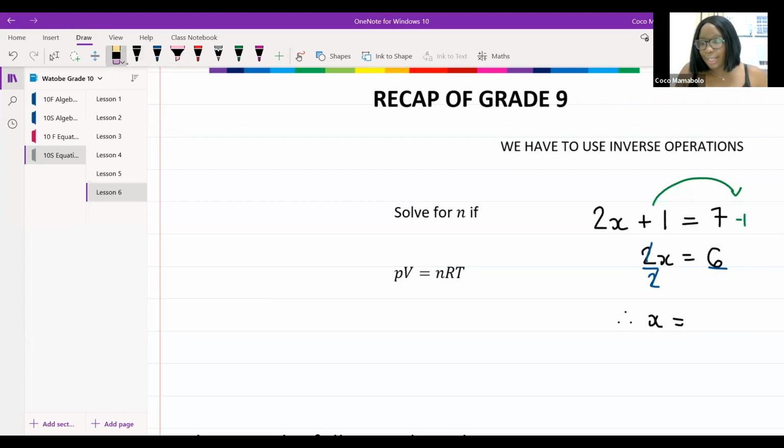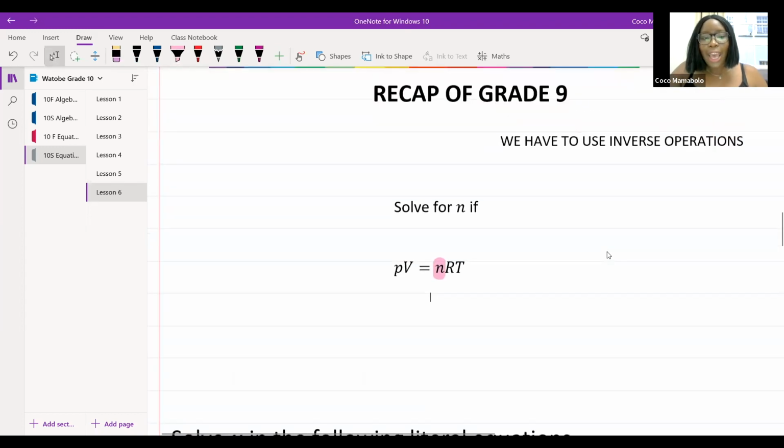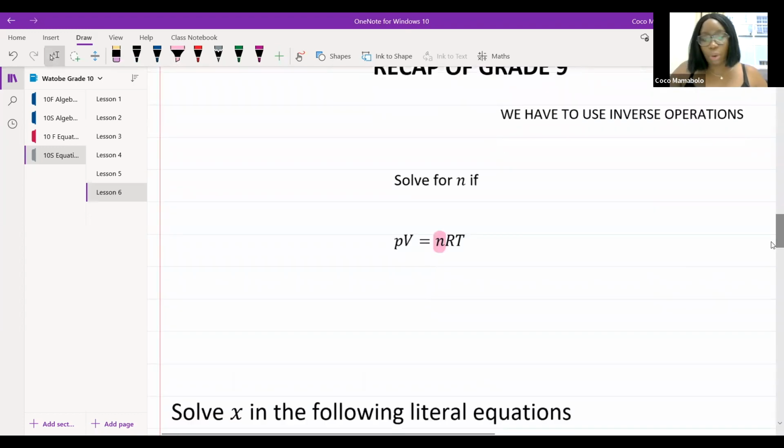Now, here's the thing. We just did inverse operations. There was a plus, we made it a minus. There was a multiply, we made it a divide. So now I say to you guys, I want you to make n the subject of the formula. That means at the end of the question, I want you to do some work. And at the end, I want you to go, therefore, n is equal to something. That's what I want. I want my answer to be n is equal to something. Now, it's not going to be as easy as us going 7 minus 1 and then 6 divided by 2. It's not going to look that easy.